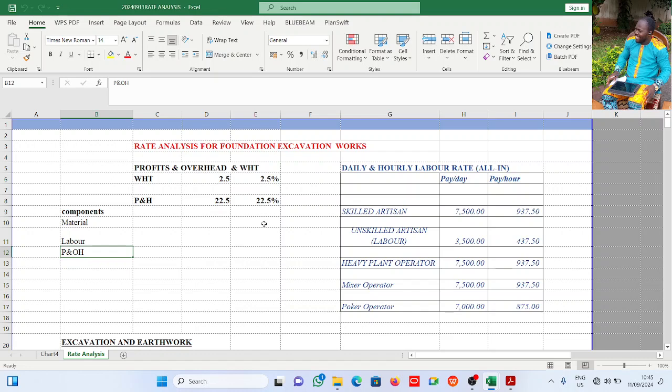Also, for construction work, it is the same thing. Withholding tax is what the client withholds from a contractor's payment and pays to the government on behalf of the contractor. It is called withholding tax. VAT is the one the contractor pays himself. Withholding tax is paid by the employer of the contractor on that particular job. Now, withholding tax is 2.5%.